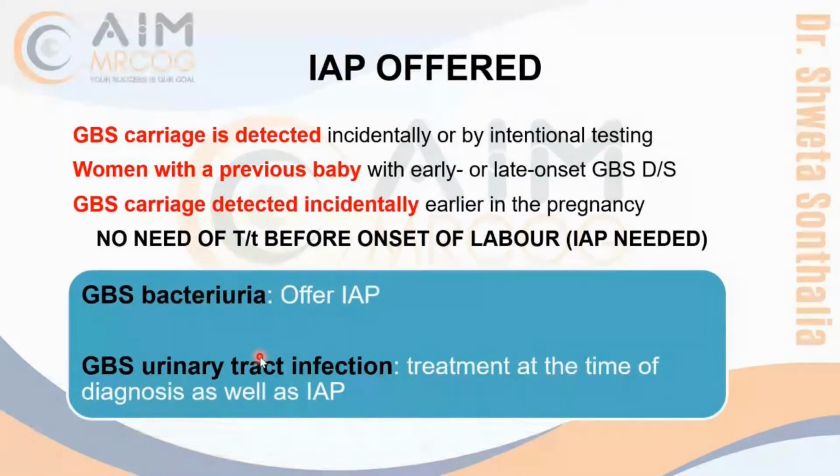Dr. Shweta, sometimes they're also asking about 10 raised to power 5, the serious infection in the urine. Yes, if it is 10 to the power 5, it means it is infection. If it is less than 10 to the power 5, it is bacteriuria. So 10 raised to 5 is important. Yes, if it is 10 to 5, it means infection, so you will follow this one. If it is less than 10 to the power 5, it's bacteriuria, then you will offer only intrapartum. That is the difference.